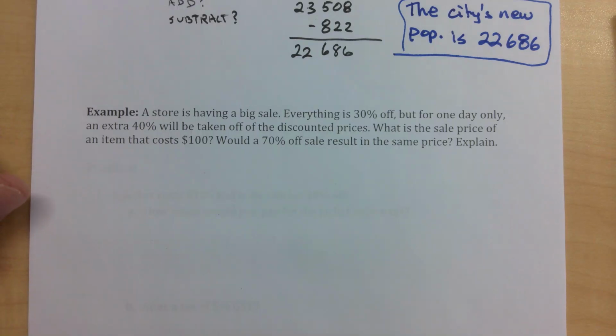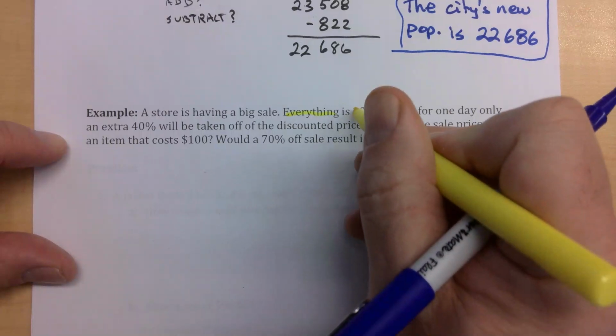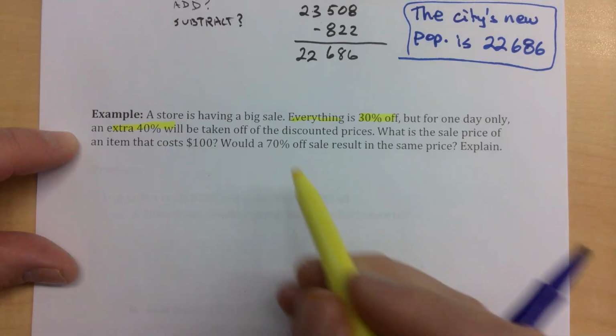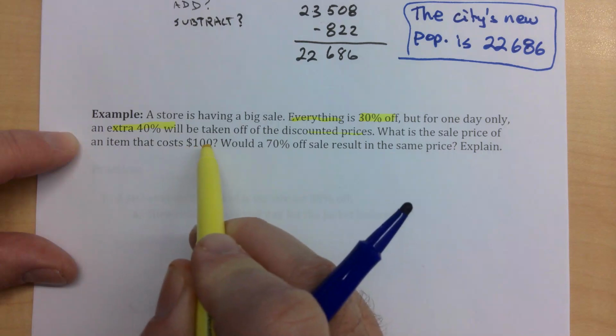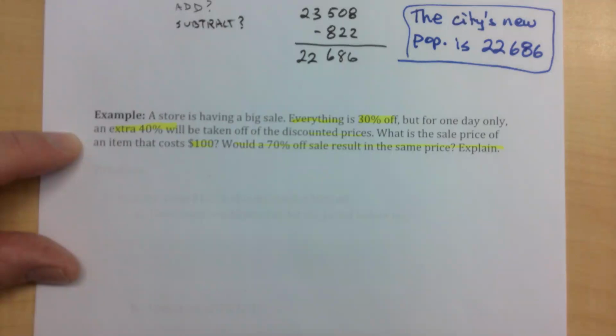Okay, a store is having a big sale. Everything is 30% off, but for one day only, an extra 40% will be taken off the discounted prices. So what is the sale price of an item that costs $100? Would a 70% off sale result in the same price?